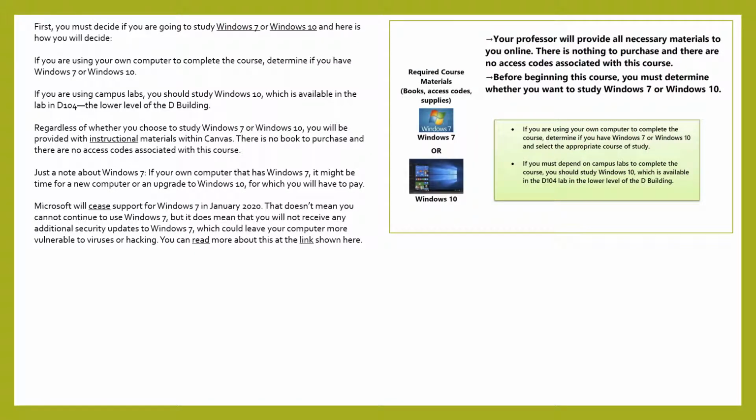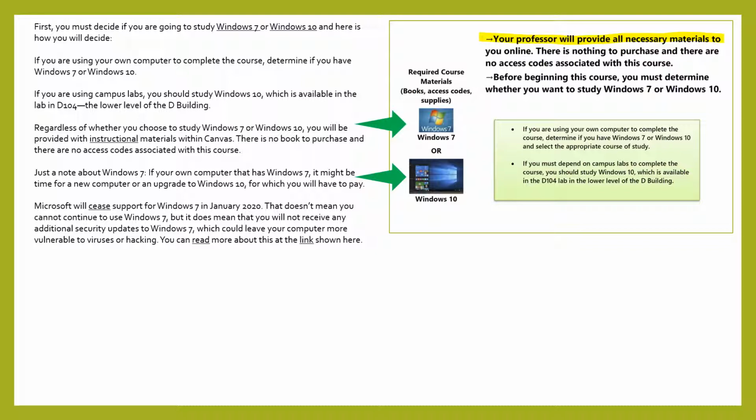First, you must decide if you are going to study Windows 7 or Windows 10, and here is how you will decide. If you are using your own computer to complete the course, determine if you have Windows 7 or Windows 10. If you are using Campus Labs, you should study Windows 10, which is available in the lab in D104, the lower level of the D building. Regardless of whether you choose to study Windows 7 or Windows 10, you will be provided with instructional materials within Canvas. There is no book to purchase, and there are no access codes associated with this course.